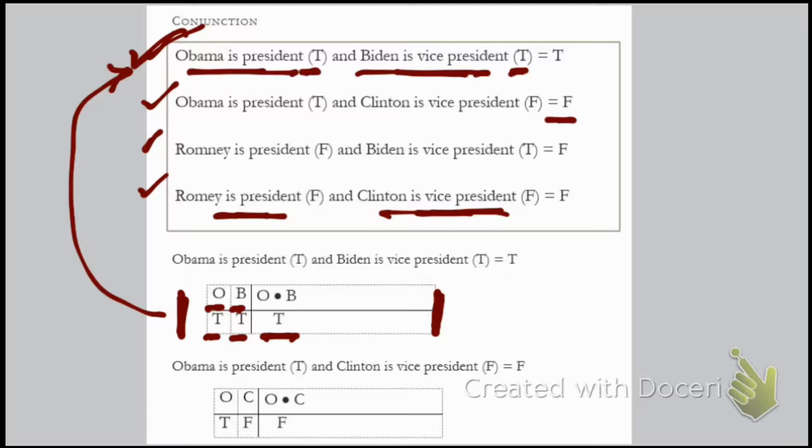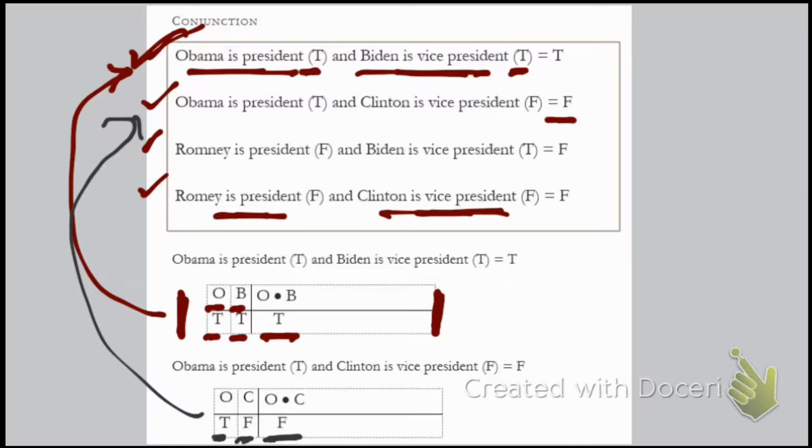Or take our second claim, Obama is president and Clinton is vice president. Again, using O for Obama is president, that would be true. And using C for Clinton is vice president, that would be false. So the whole claim, Obama is president and Clinton is vice president, is false. We're using this second partial truth table to capture or represent our second sentence and the fact that it's false.